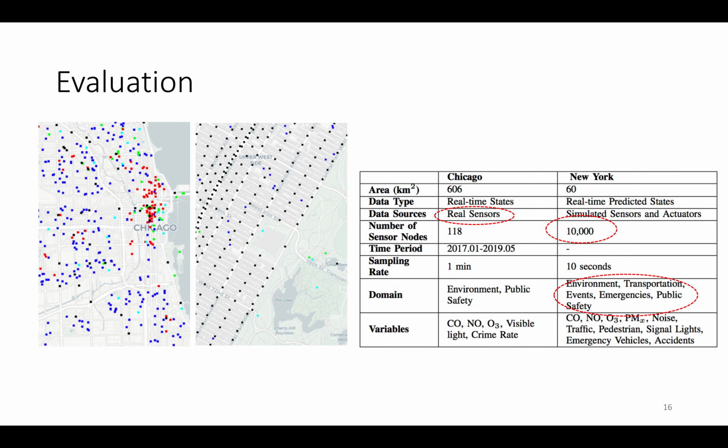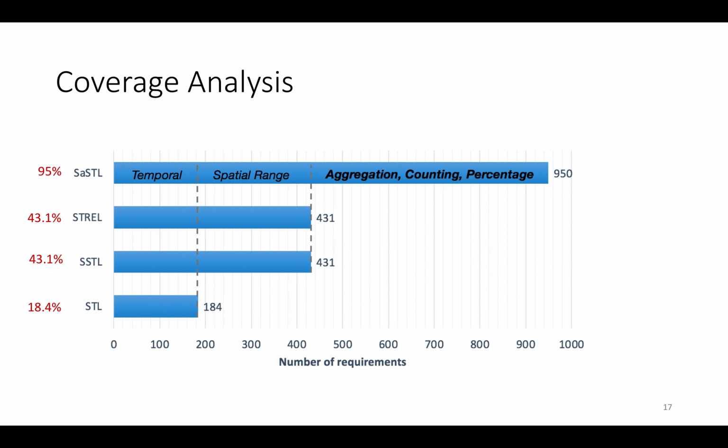You can see we cover a very large range of different variables. We compare the coverage on 1,000 real city requirements between SaSTL and some existing specification languages. Here, the coverage means checking if a requirement can be expressed by a specification logic. And we measured how many of the 1,000 requirements can be specified by each of these four logics.